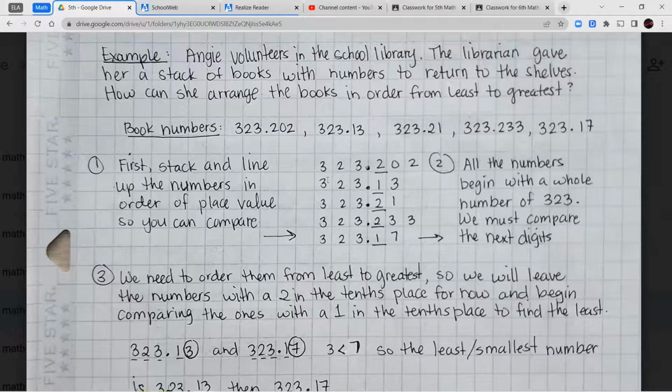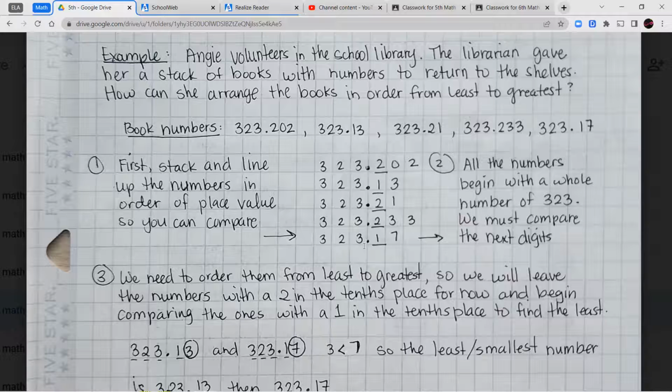Now, one thing I can see immediately, my hundreds place, my tens place, and my ones place in all of my numbers is the same. So I can't compare using those because those parts are equal. What I'm going to use to compare are the numbers that come after the decimal place. So my tenths place, or my first number after the decimal point, are all either ones or twos.